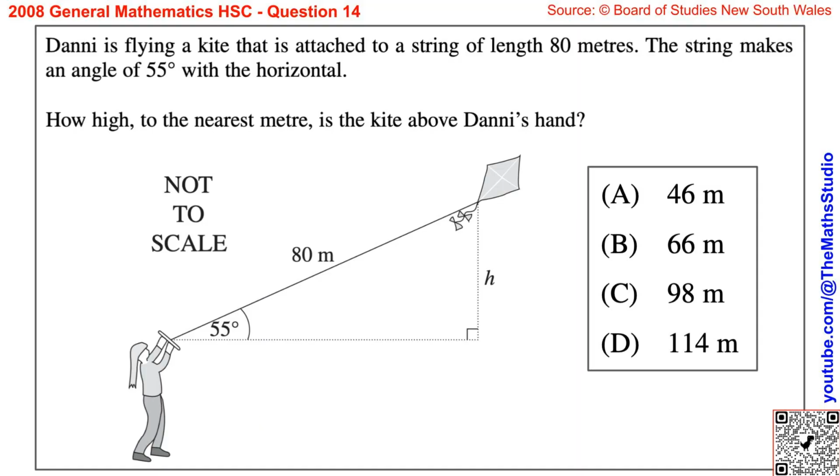Question 14. Danny is flying a kite that is attached to a string of length 80 meters. The string makes an angle of 55 degrees with the horizontal. How high, to the nearest meter, is the kite above Danny's hand?